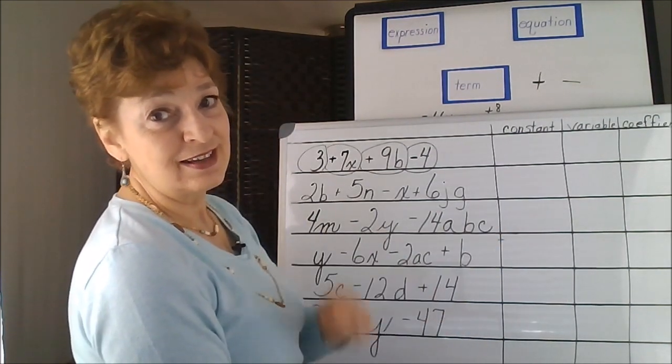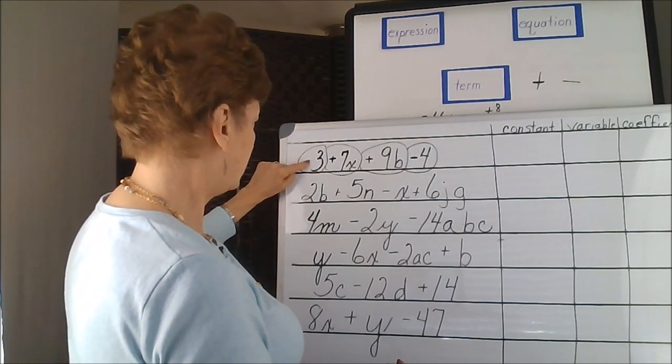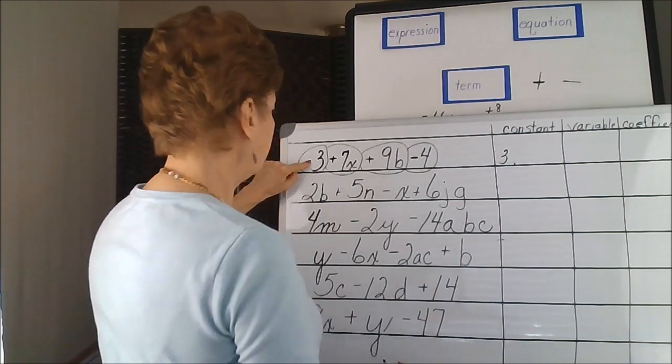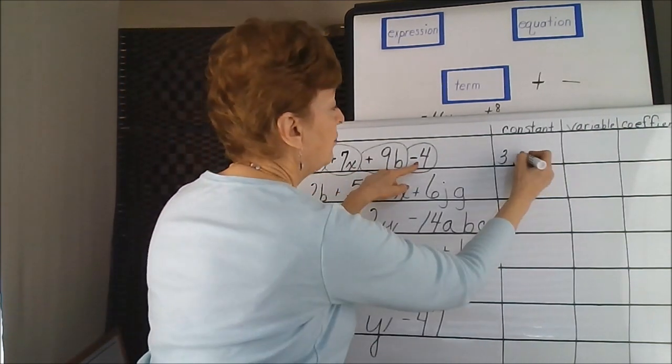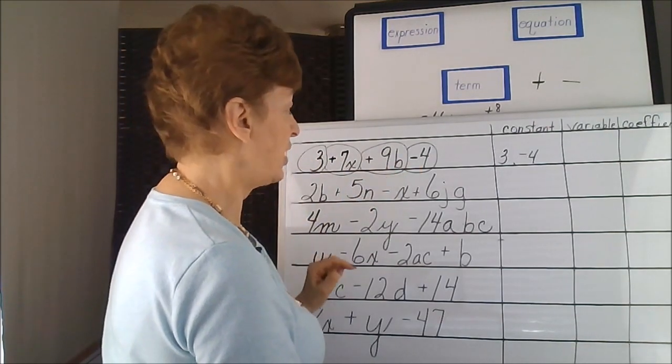Our constants are just the plain single numbers. So here's a term with just a single number in it. 3 is a constant, and -4 is a constant. It's all by itself, and those will never change.